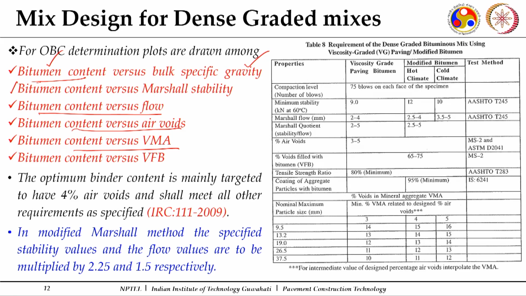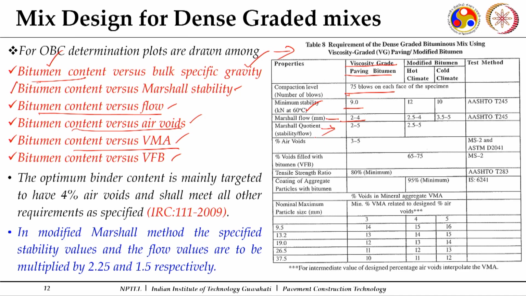And finally, we need to target what should be our air voids, what should be VMA, what should be VFB, flow, because all have requirements. Now, this is a table as per IRC 111 2009, which says that if a viscosity grade binder is used, where as per the Marshall method 75 blows are given, the stability should be at least 9 kilonewton at a temperature of 60 degrees centigrade. It says that the flow in mm should be in the range of 2 to 4. So, I need a binder content which should meet these requirements.